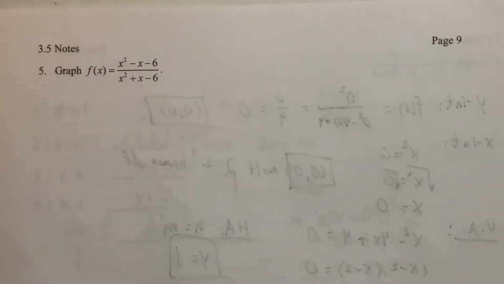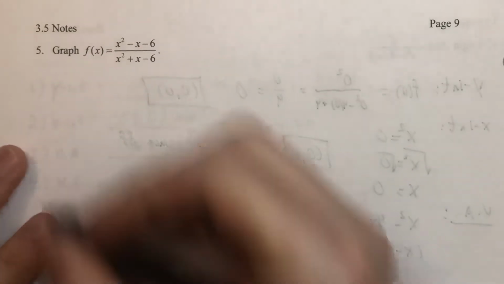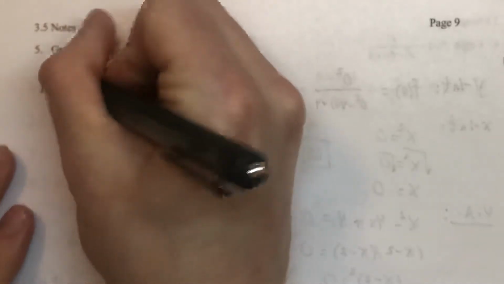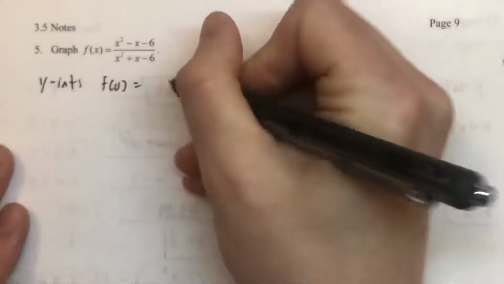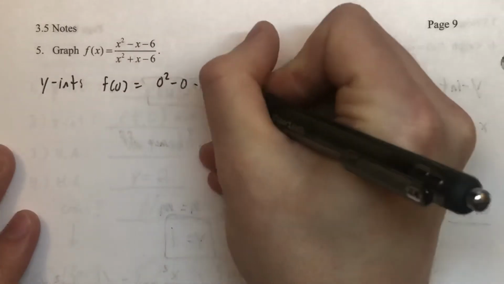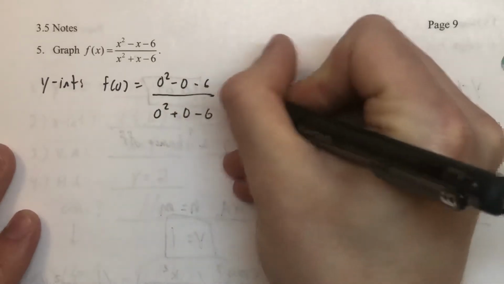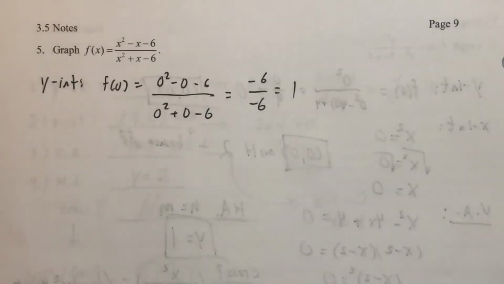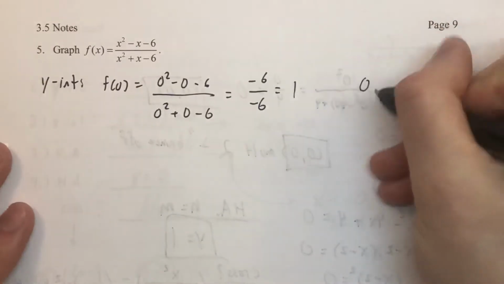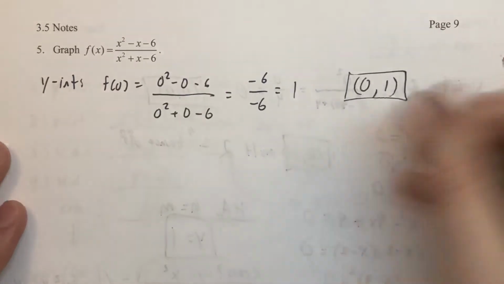All right, and for our third example, just one last time, running through the steps, trying to show you some of the different things that can happen in these problems. So we start with the y-intercept, plug in 0 into our function. Leaves me a -6 over a -6, so a +1. So we're getting (0, 1) as our y-intercept.